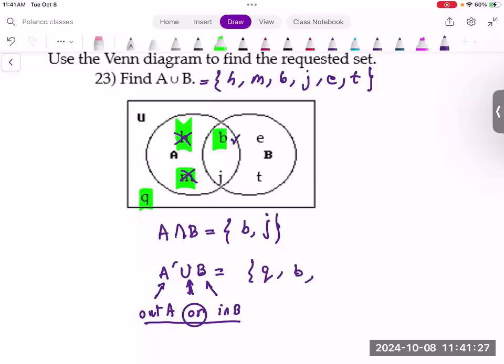I'm going to go to the J. J is the same story as B, because still in B, I'm going to take it. Now let's go to the E and T, basically. Am I out of A? Yes, so you take it. The first statement is correct, so you take it. So both of them are good, E and T. So this is one of the ways to do it, right? We good?